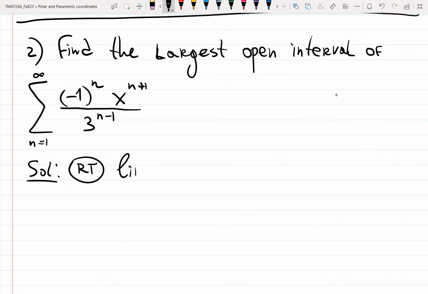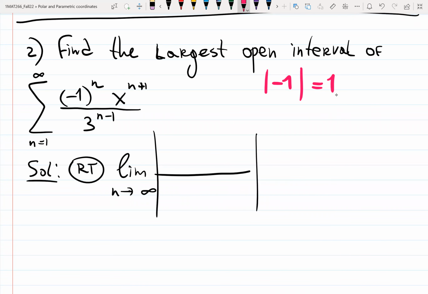The ratio test says find the limit as n goes to infinity. Since we put absolute value, you don't have to be bothered by negative 1 to the n. The absolute value of negative 1 is 1, so it doesn't go away, it gives you 1, and that's why we don't care. But absolute value will be important for the x, because x can be negative. So x to the n plus 1 plus 1.